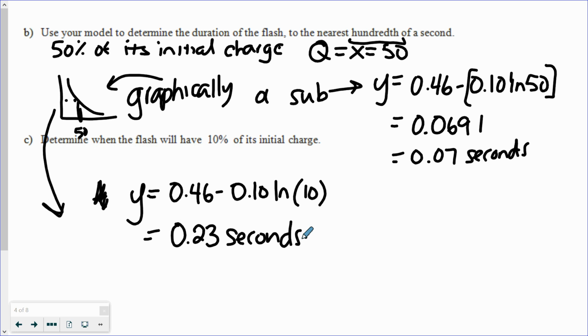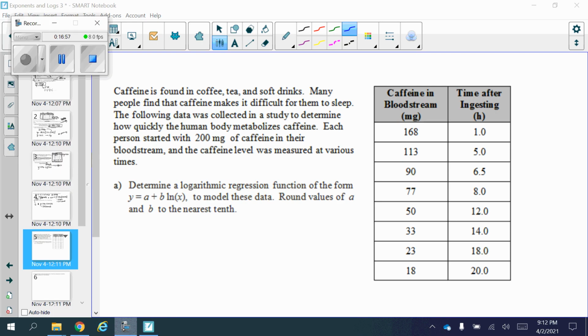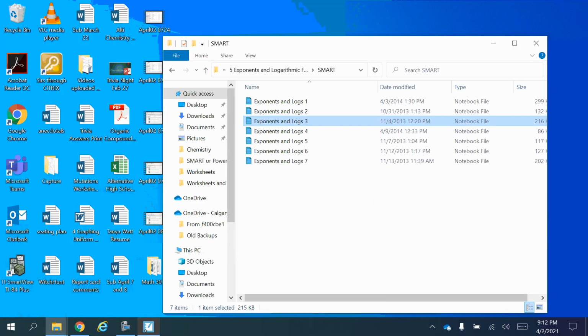All right. I actually really like this next one. Caffeine is found in coffee, tea, and soft drinks. Many people find that caffeine makes it difficult for them to sleep. I'm one of those that if I have coffee too late, I have a difficult time going to sleep. The following data was collected in a study to determine how quickly the human body metabolizes caffeine. I do this every time I start to panic that I'm not actually recording, and I always have to go look. I'm good.